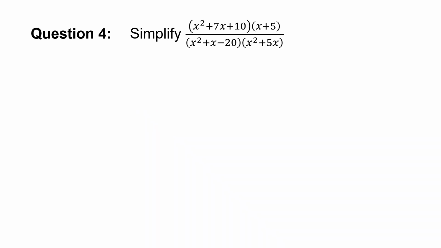So for our next question, we want to simplify (x squared plus 7x plus 10) times (x plus 5) over (x squared plus x minus 20) times (x squared plus 5x). So pause the video, come back when you want me to run through the answer.